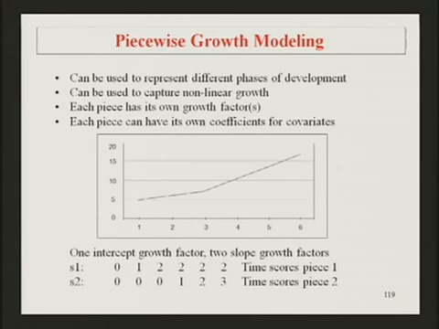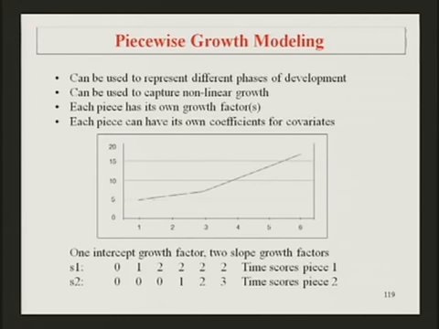So the advantage here is that each piece has its own growth factor, in this case its own slope. So each piece is characterized by a slope variable. The slope variable could be the dependent variable in an equation where you use covariates to predict its variation. So you can have covariates that predict the slope for the first piece and other covariates, or covariates with other coefficients, that predict the slope for the second piece. And that's what we couldn't get with the estimated time scores.